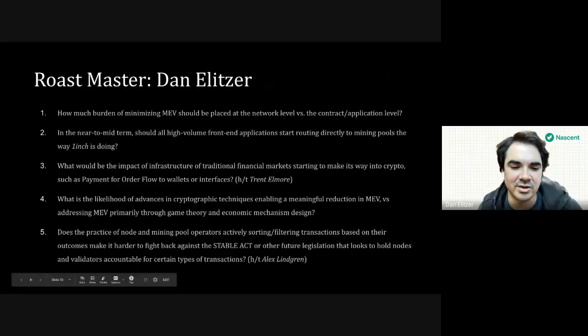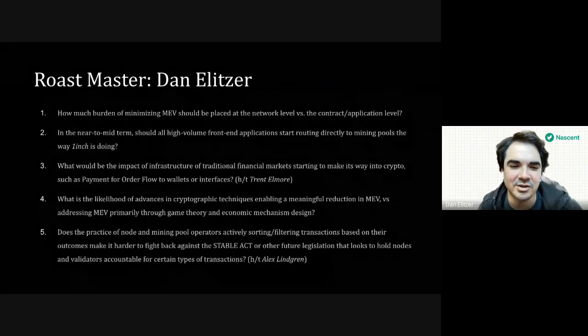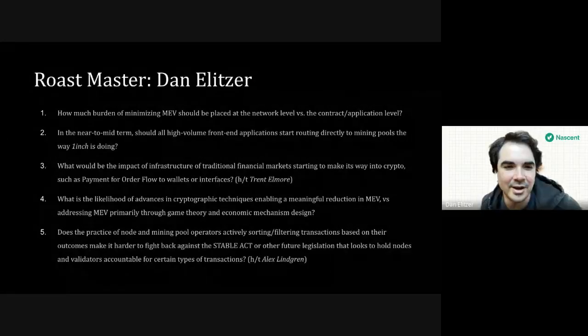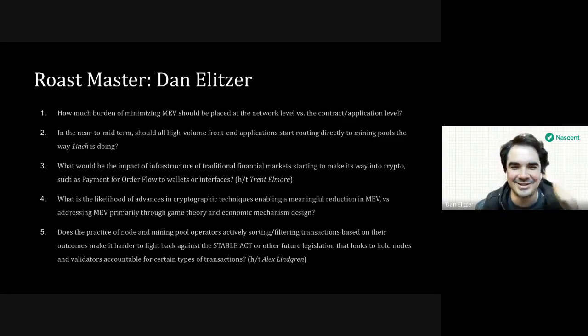Okay, if there aren't any other burning questions or points, maybe we move into the risk section. As Alex pointed out, the first question is directly tied to this concept: how much burden of minimizing MEV do we want to place at the network level versus the contract application level? This proposal really tries to put it on the application level rather than the network level for at least a certain class of problems. So I'm very interested in people's thoughts about what this might look like in the future.